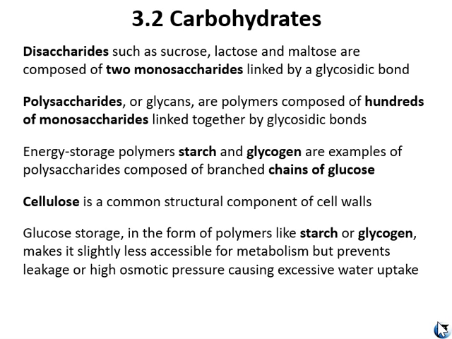Glucose storage in the form of polymers like starch or glycogen makes it slightly less accessible for metabolism. However, this prevents it from leaking out of the cell or creating high osmotic pressure that could cause the cell to take up excessive water and rupture. So in this way, starch and glycogen, again, are very important for maintaining structure and even homeostasis.